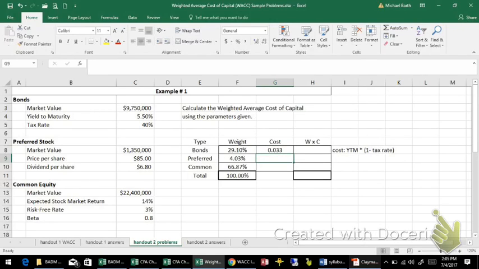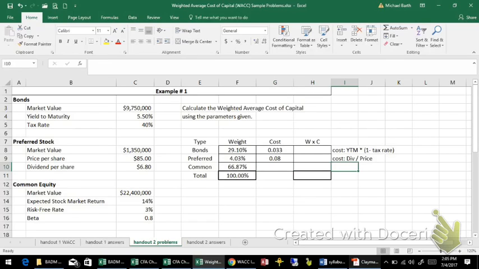Alright, so the cost on preferred would be the dividend payment divided by the price. Alright, so I've got dividends of $6.80 for every $85 you pay for a share of stock. That gives you a rate of return of 8%.